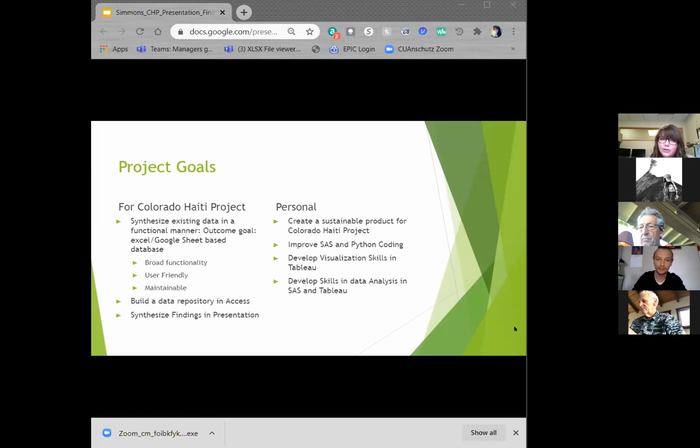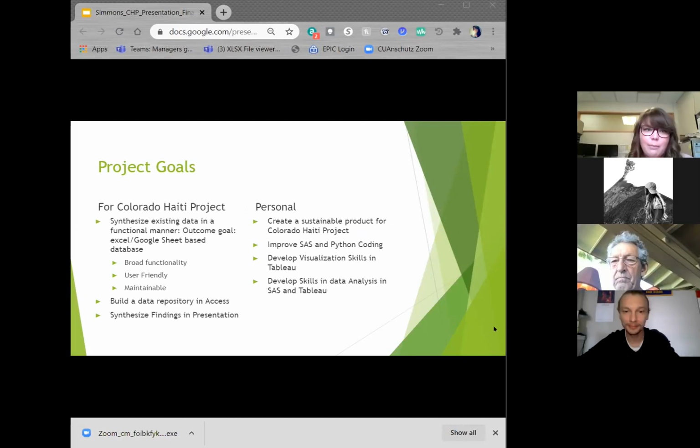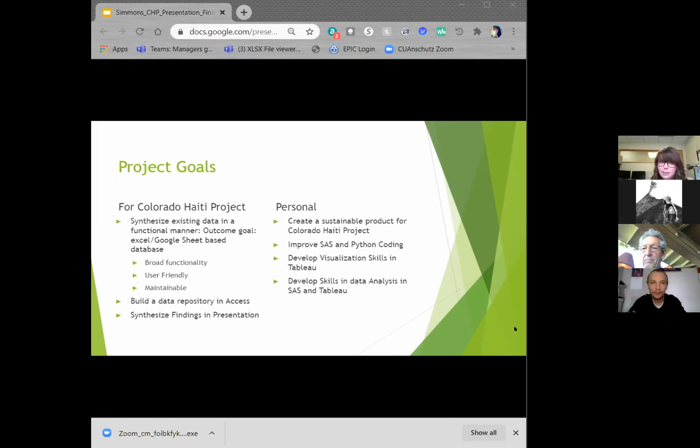So after working with Colorado Haiti Project, it was determined that the best format for them was to have a Google-based or Google Sheet-based database. And this was determined to be the ideal solution for them, as it would enable them to access the data easily and use it moving forward without having to learn a new system or house it somewhere kind of clunky or in an office when they're working remote currently and may be doing so for the foreseeable future.